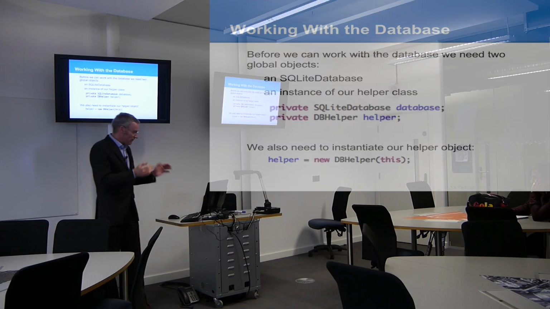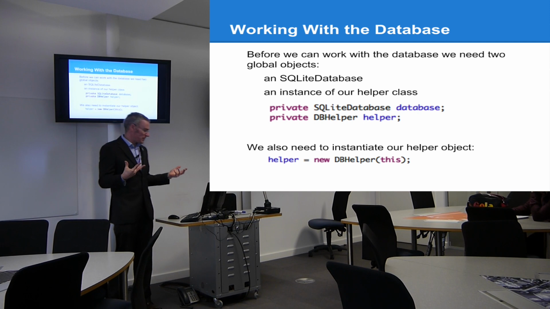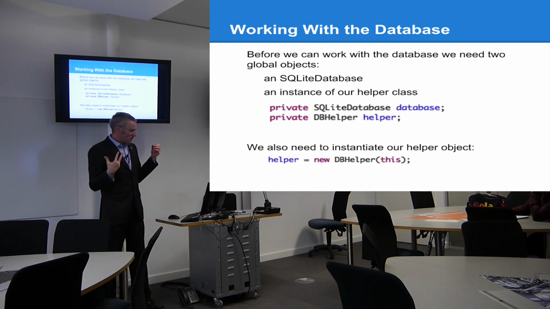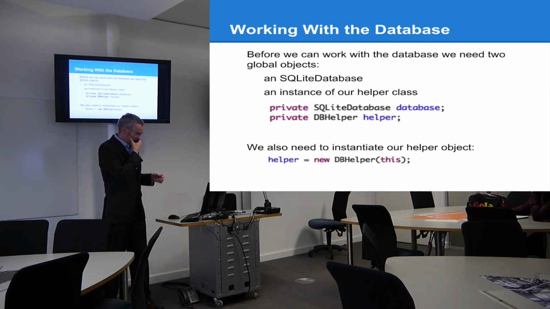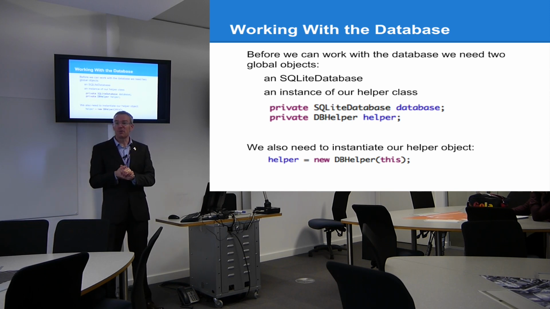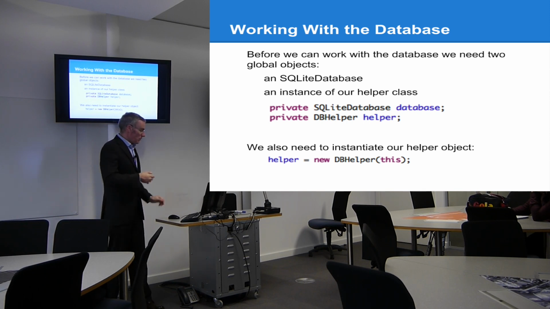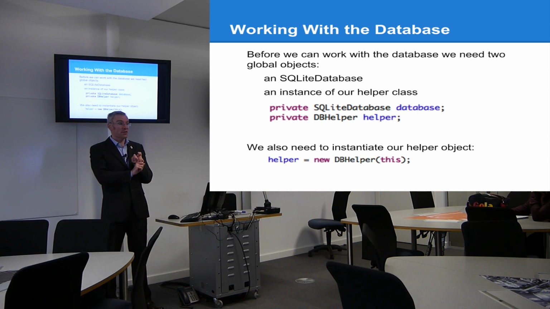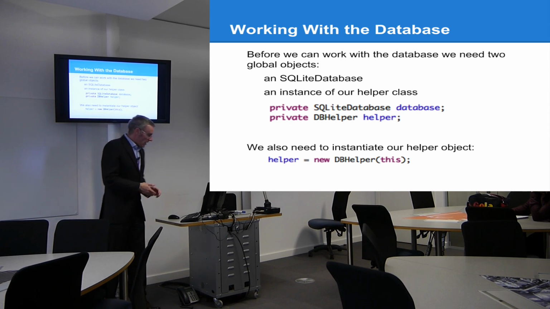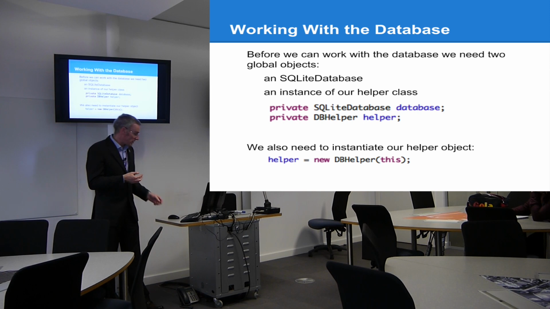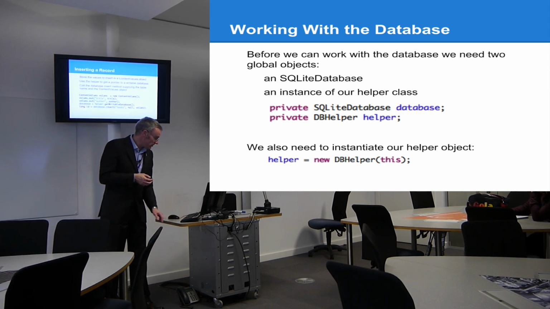Right. Okay. So let's think about how we work with the database. We need two objects, two global objects for this to work. We need a database object. Makes sense, doesn't it? And we need a helper object, which we've just been talking about. With a database object and a helper object, we can do anything with SQLite. Obviously, the helper object, we need to create a new helper object, so we do that. We do that using the class method.